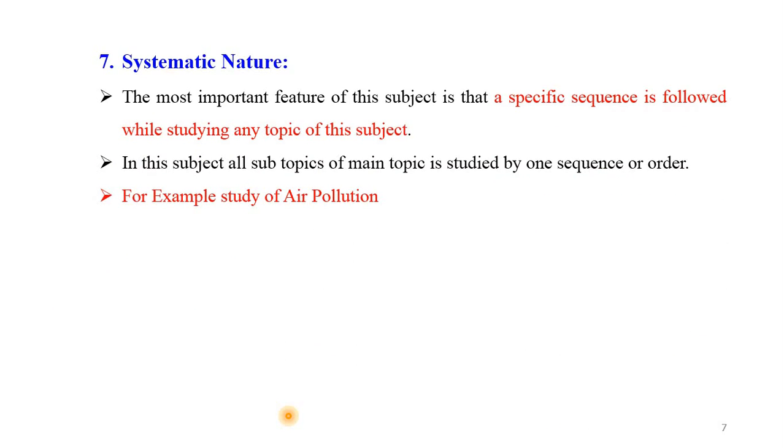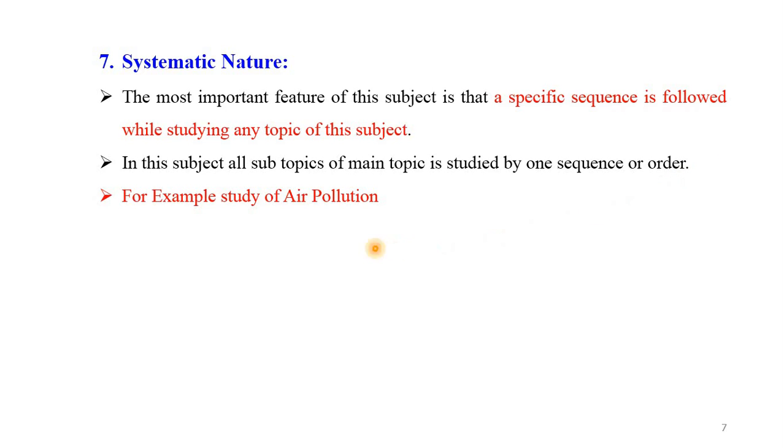The next is that the nature of this subject is systematic. The nature of environmental geography is systematic. The most important feature of this subject is that a specific sequence is followed while studying any topic of this subject. All subtopics of a main topic are studied by following one sequence or order. Therefore, we are able to get more and more comprehensive, accurate information about various topics of our subject.